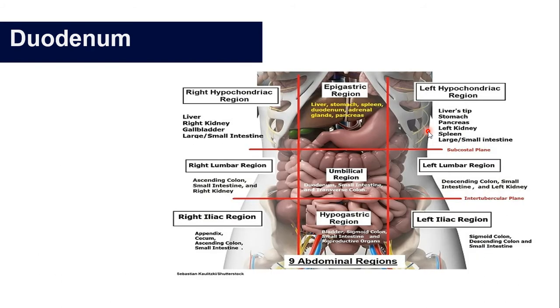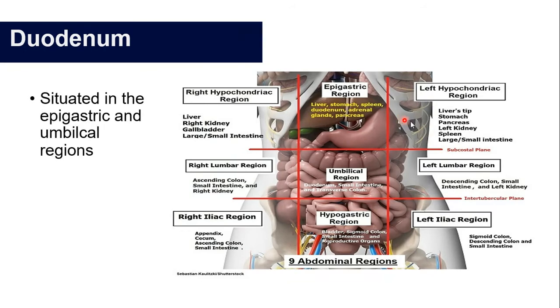So let's look at this picture. Again, your duodenum is situated at the epigastric region right here, as you can see the first part of the duodenum, and in the umbilical region.